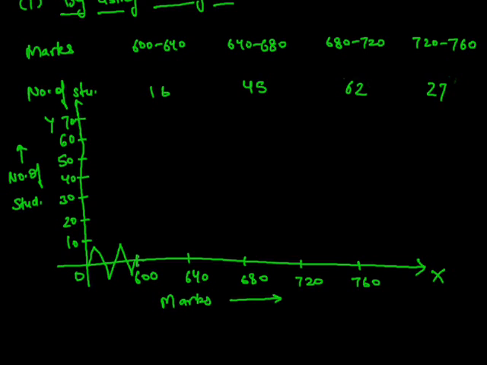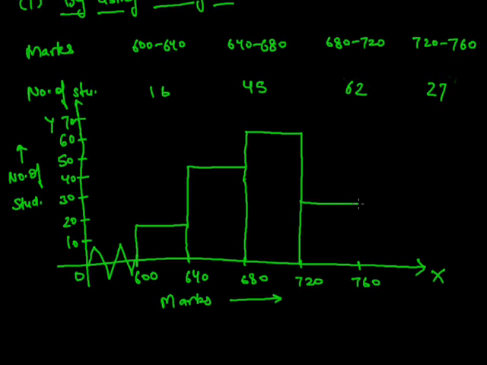So for 600 to 640, the number of students is 16. So it will definitely be between 10 to 20. So we will accordingly plot the histogram. So we have taken it for 600 to 640. Now for 640 to 680, what we need to do? We have taken this for 640 to 680, 680 to 720 we need to take. And now we'll take for 720 to 760. So in this way we have made the histogram.